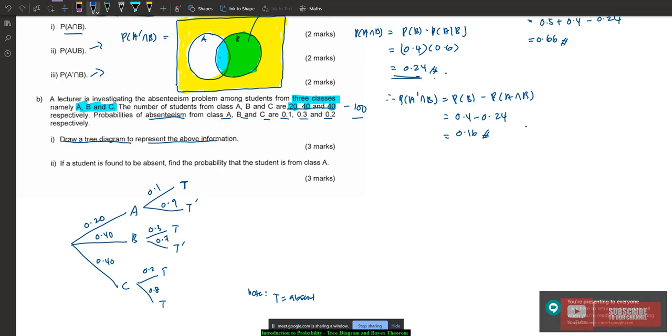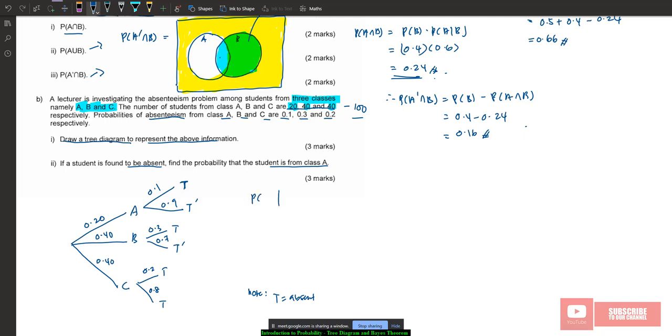So now, if a student is found to be absent, find the probability that the student is from class A. Probability of absent, from class A, so this is probability of A intersect T divided by probability of T. Now, we don't really know the probability of T, so we need to find it. Probability T is the summation of all intersections with T.